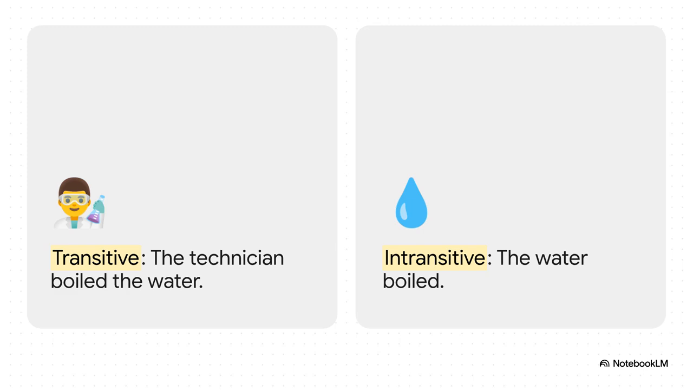Take the first sentence. The technician boiled the water. Here, water is the direct object receiving the action, right? But listen to the second sentence. The water boiled. Magically, the direct object of that first sentence has completely transformed into the subject of the second. The focus totally shifts from who caused the action to the action itself.